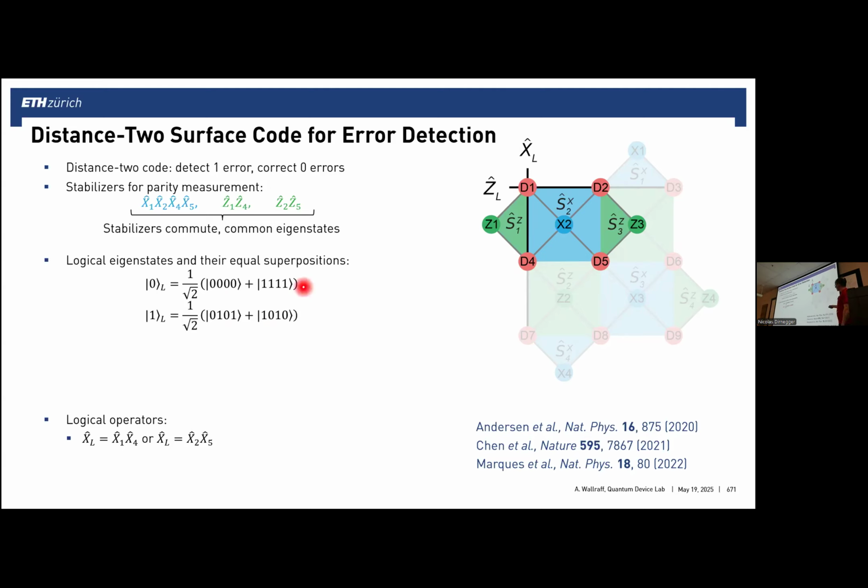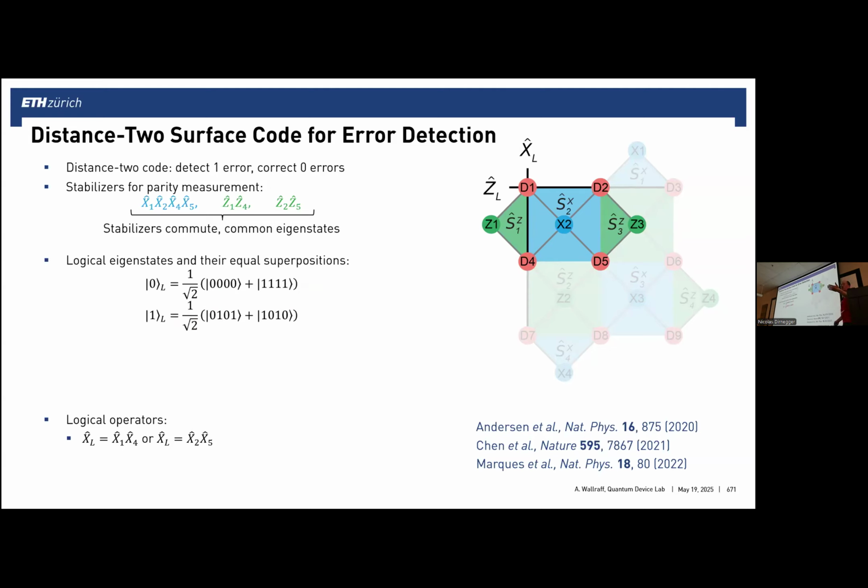And now you could ask yourself, how do you go from the logical 0 to the logical 1? You can do so by applying a logical operator to your logical qubit. The logical operator is just a string of local Pauli operators. Here, this vertical line indicates that a logical X operation on your logical qubit corresponds to a physical qubit X operator on D1 and a physical qubit X operator on D4. If you did this on this state here, it would create the excited state. So this is a logical X operator.